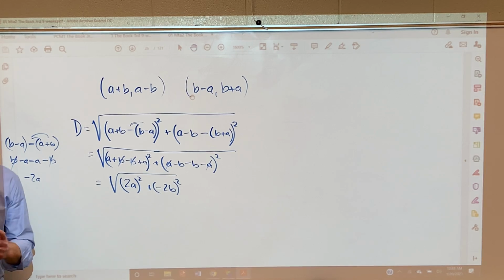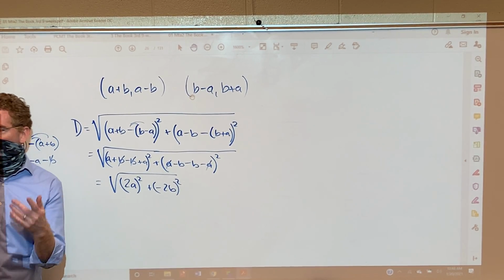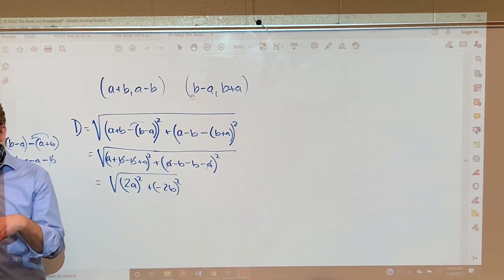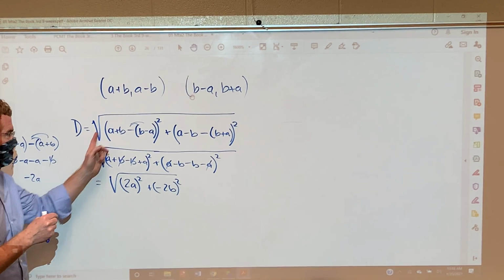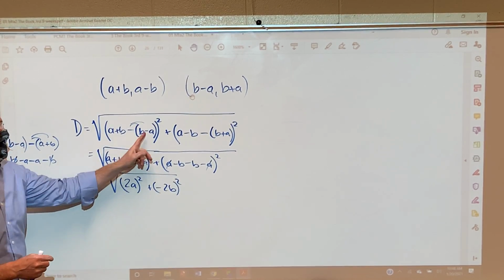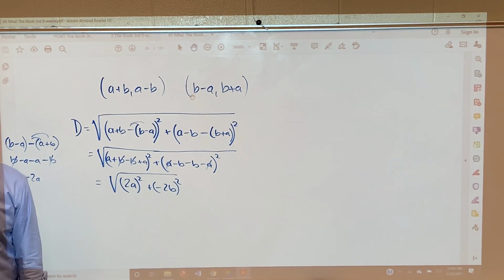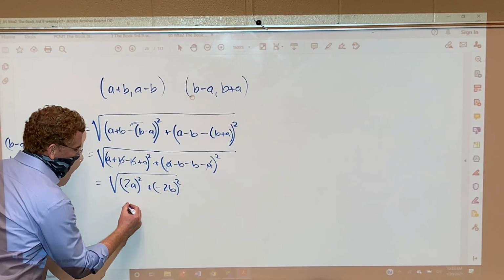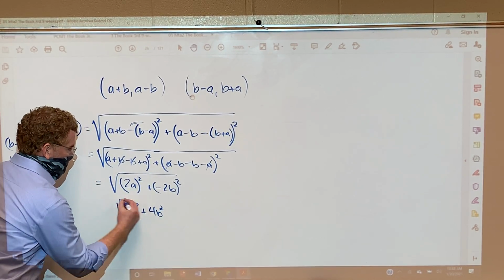The reason I know that is, when I go 10 minus 7, or 7 minus 10, what changes? 10 minus 7 is 3, so 7 minus 10 must be negative 3. So if this minus this is 2A, then that minus that would be negative 2A. But it doesn't really matter now that I'm squaring it? No. So I end up with the square root of 4A squared plus 4B squared.